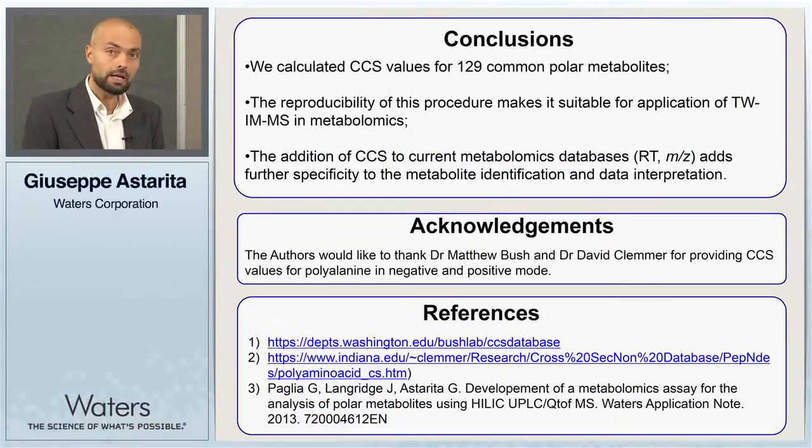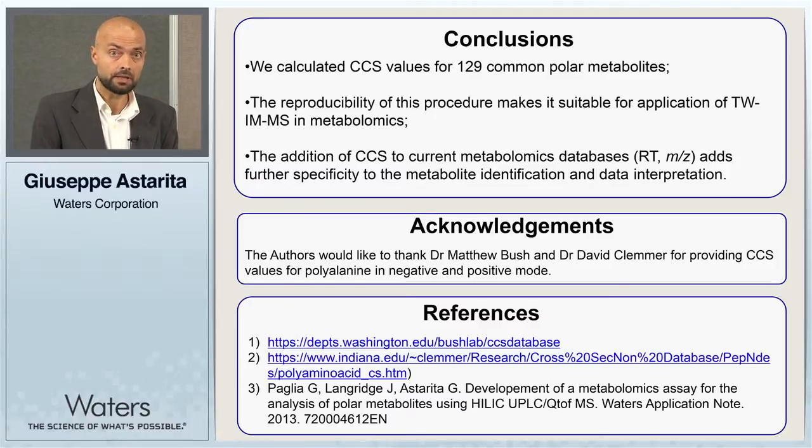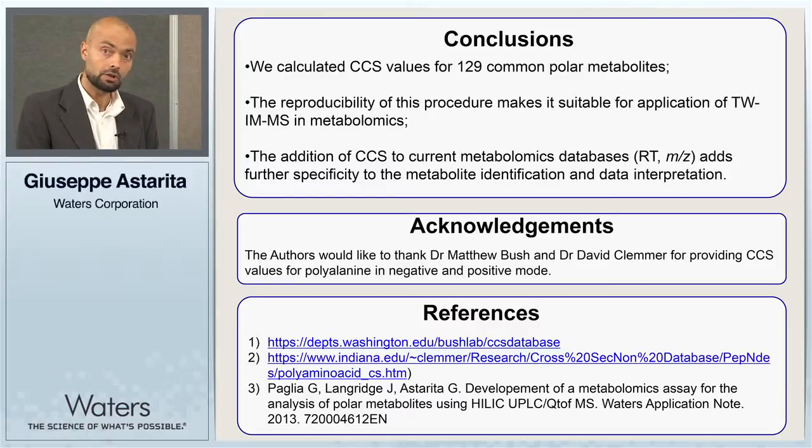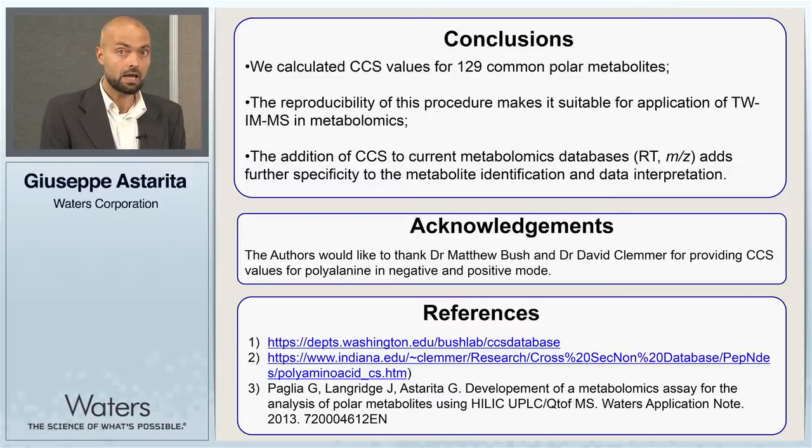In conclusion, we calculated collision cross-section for over 120 common polar metabolites. We showed the high reproducibility of this measurement using different instruments in different laboratories. And we showed the power of using collision cross-section in combination with retention time and exact mass, which allowed us to build databases which can be used to increase the specificity of identification and improve data interpretation.